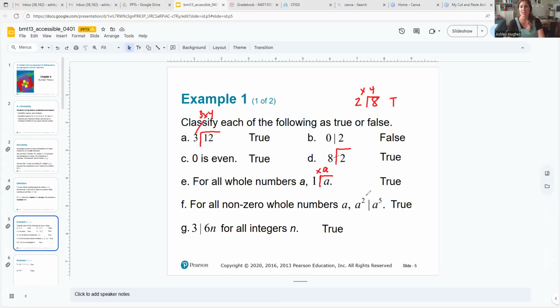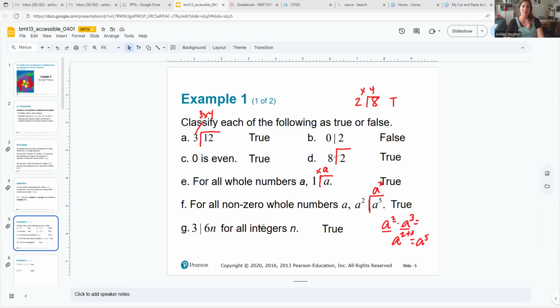a squared divides a to the 5th. Yes, because can I multiply something by a squared to get a to the 5th? Yes, that would be a cubed. Because a squared times a cubed, when we have exponents, we add these when we have the common base here. So it would be a to the 2 plus 3, which is a to the 5th.